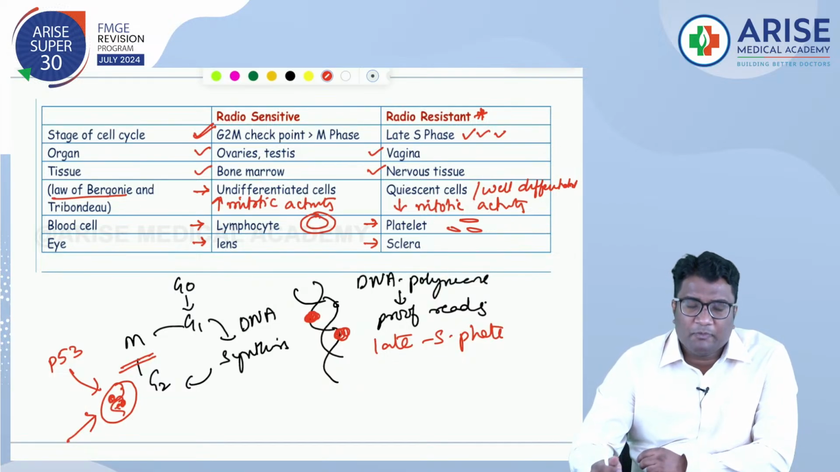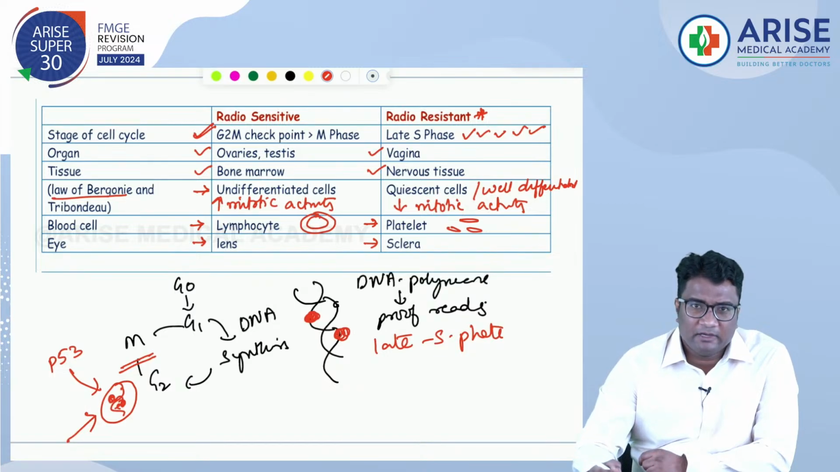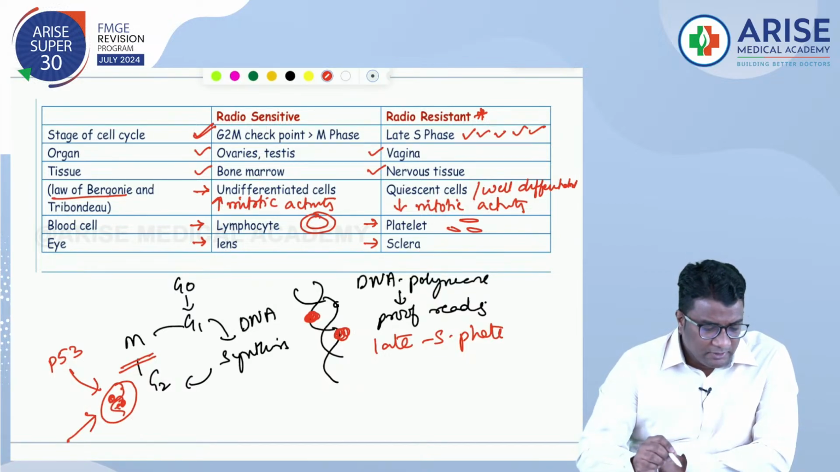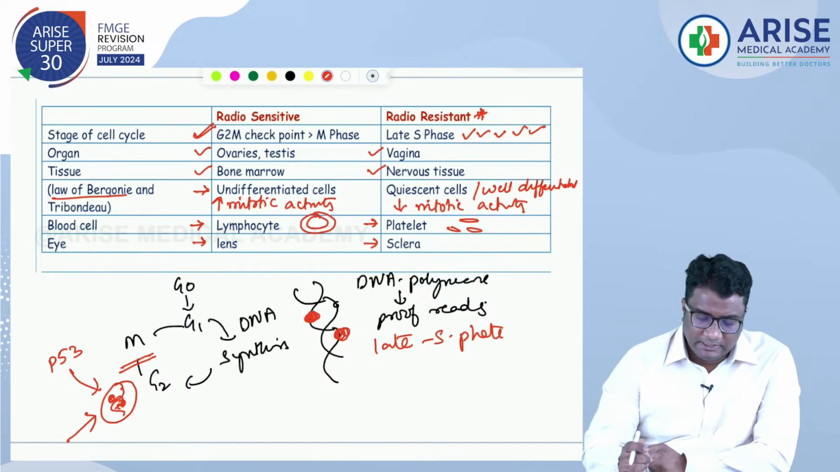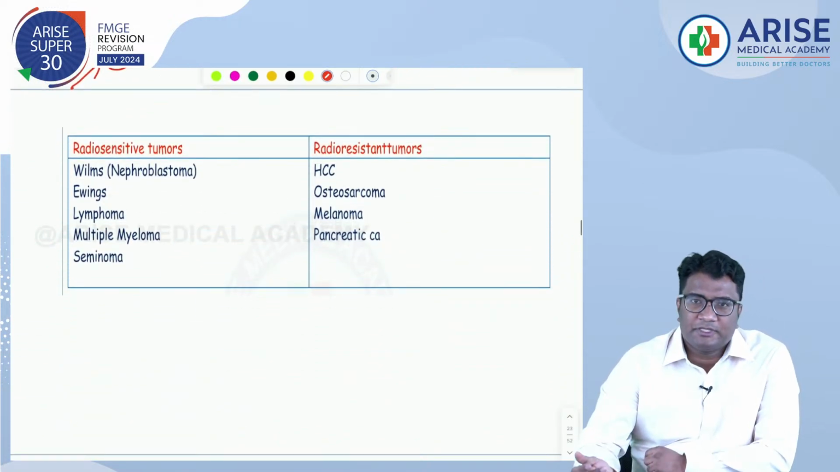So these are some important lists that you need to learn. Late S phase has already been asked, right? You should be careful with that. In the last FMGE exam, they asked you the most radioresistant phase of the cell cycle. Late S phase, the most resistant phase. Is this table clear, all of you? So once this table is clear, let's also learn what are radiosensitive tumors and radioresistant tumors.